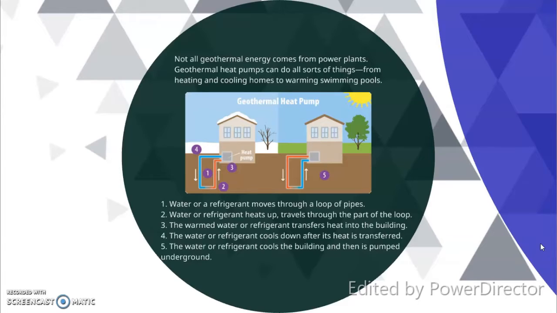Then, when the weather is cold, the water or refrigerant heats up as it travels through the part of the loop that's buried underground. After that, once it gets back above ground, the warm water or refrigerant transfers heat into the building. Then number 4, the water or refrigerant cools down after its heat is transferred. It is pumped back underground where it heats up once more, starting the process again. And then the last one, on a hot day, the system can run in reverse. The water or refrigerant cools the building and then is pumped underground where extra heat is transferred to the ground around the pipes.